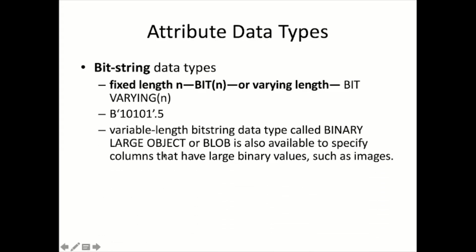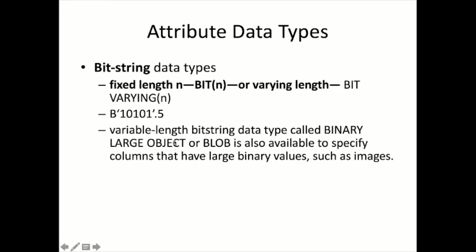Then another variable length bit string data type is there. We call it a binary large object, or BLOB. It is available to specify columns that have large binary values. If you want to store images, which are binary data, or large images, you can use this BLOB data type. It is the binary large object data type.